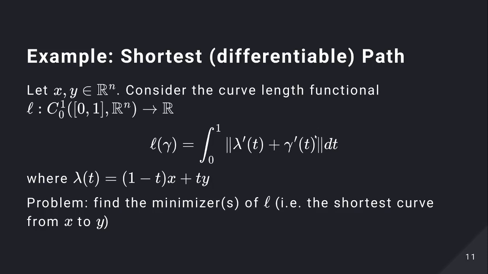The reason I'm taking this perturbation is that just taking the space of curves from x to y is not a vector space. These perturbations, because at the endpoints they have to be 0, form a vector space that you can reason about. The problem is: find the minimizer of the curve length functional, i.e. what's the shortest path from x to y. I've been trying to solve it using the chapter. It's quite finished.